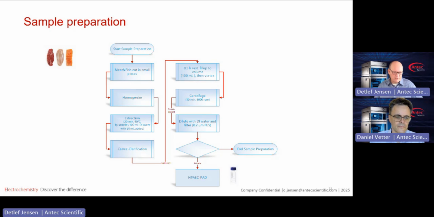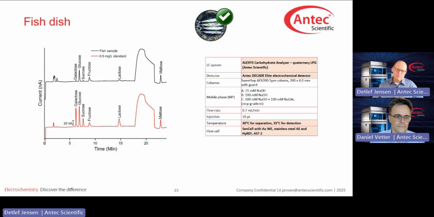to follow these steps. And by the way, not sure whether you can see that, a Carrez clarification, Carrez 1, Carrez 2 is involved in here as well, as well as dilution, centrifugation, and again filtration at the end of the sample preparation technique before it goes into the carbohydrate analyzer. And the good part of sample preparation is that you're simplifying the matrix so that you can achieve chromatographic separations like the one you see in front of you.